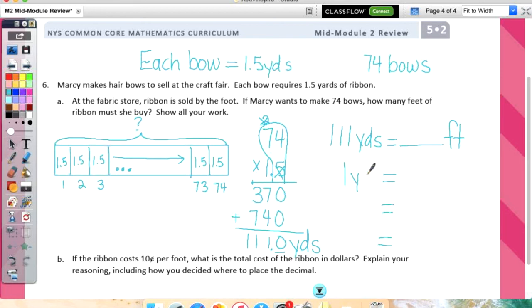So 1 yard equals 3 feet. 111 times 3. Can anybody multiply that in their head? Probably. 333 feet. Now, here's what kids do. They do the first part of this with the tape diagram and they figure out the yards and they think that that's the answer. That is not the answer until you change your yards to feet. There's feet.